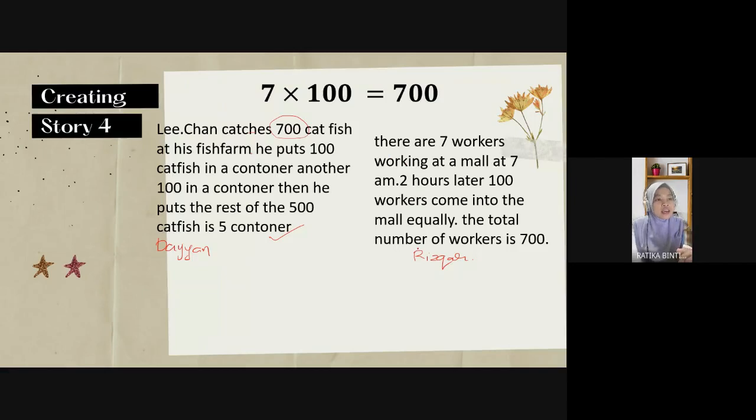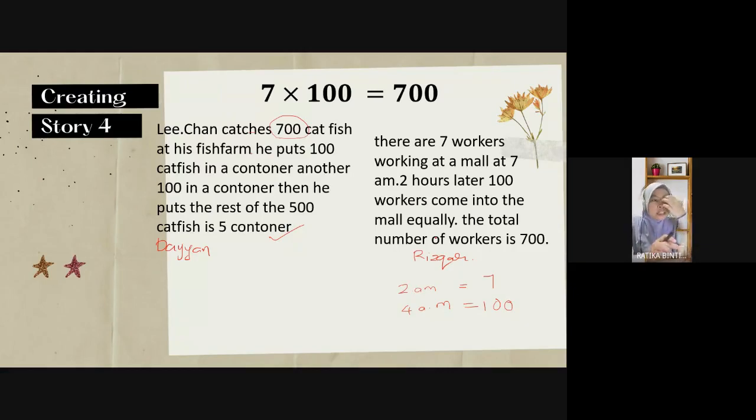Now let's look at Rizka's answer. There are 7 workers working at a mall at 7 a.m. 2 hours later, 100 workers come into the mall equally. The total number of workers is 700. Means that at 2 a.m., there are 7 workers working. 2 hours later means 4 a.m., right? How come 100 come equally at 4 a.m.? This one, the concept is also wrong.